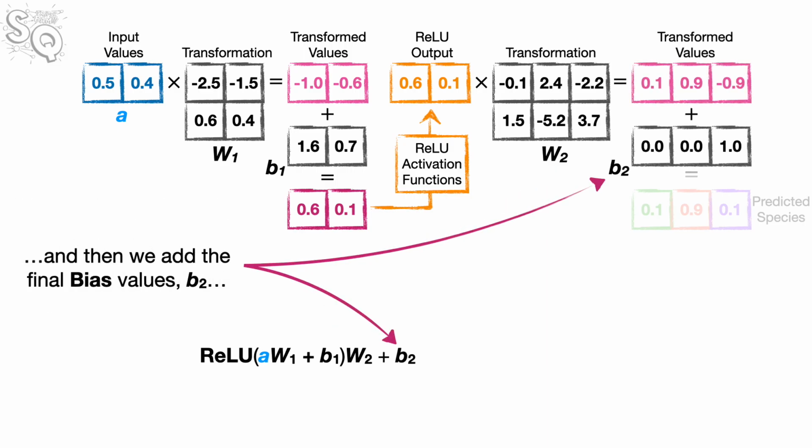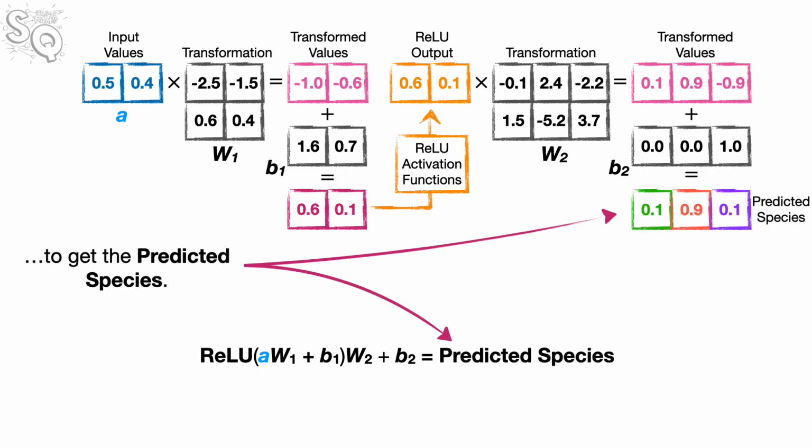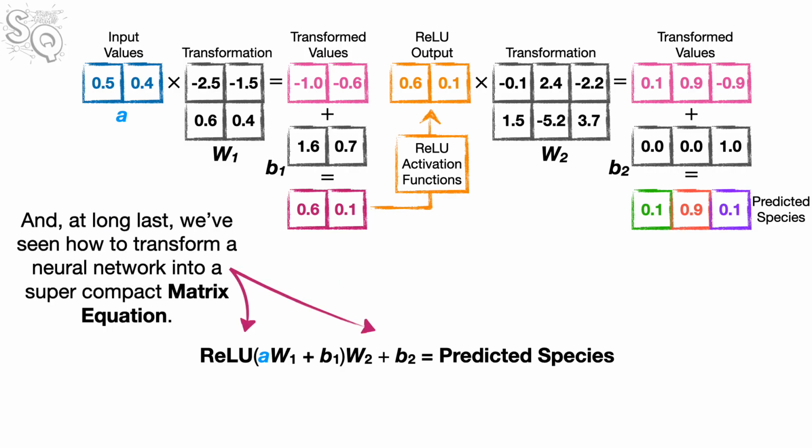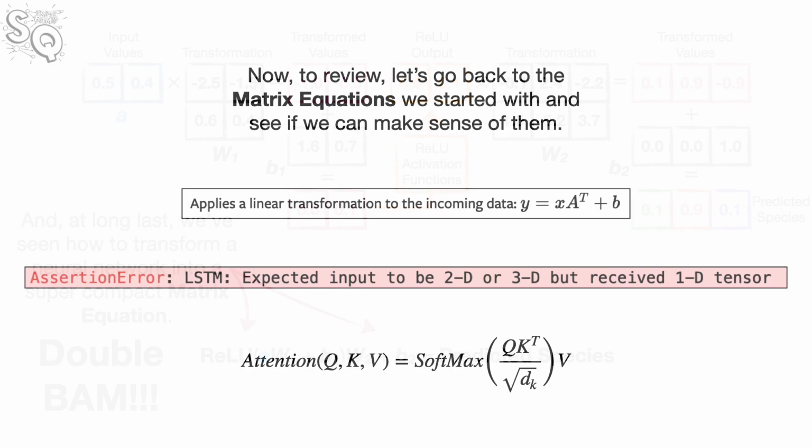And then we add the final bias values, B sub 2, to get the predicted species. And at long last, we've seen how to transform a neural network into a super compact matrix equation. Double bam!